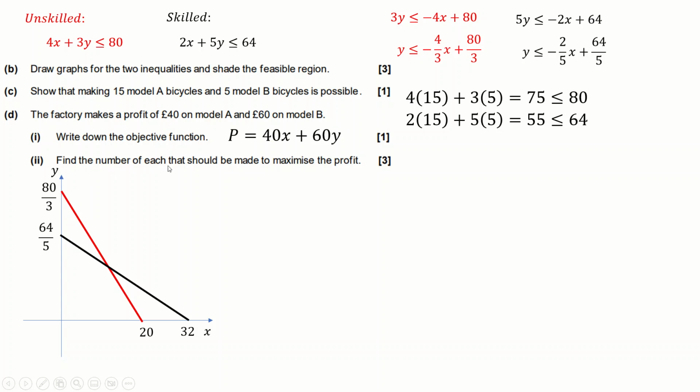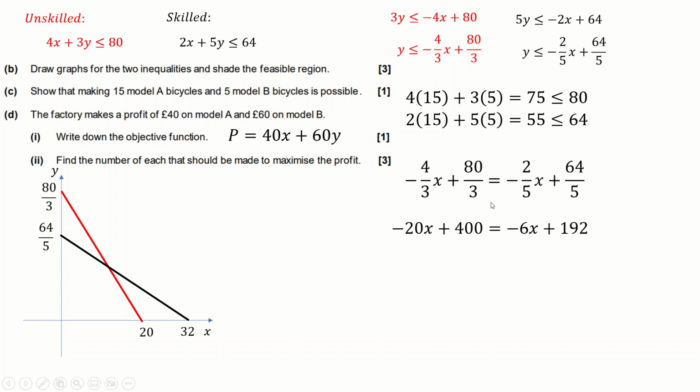Find the number of each that should be made to maximize the profit. Again, I had no idea what to do here, but I felt like the maximum profit should be around this point here somewhere. So what I decided to do was find this coordinate where these two things meet by setting that equal to that, which is this. I times everything by 15 here to cancel all the 3's and the 5's, and then just rearrange this. You get this.